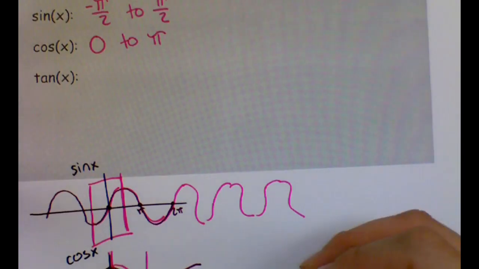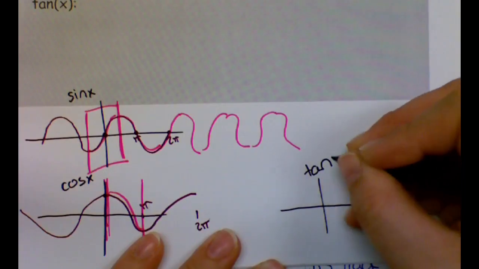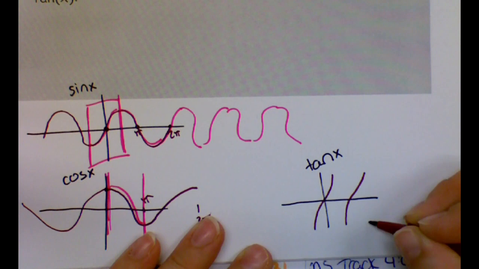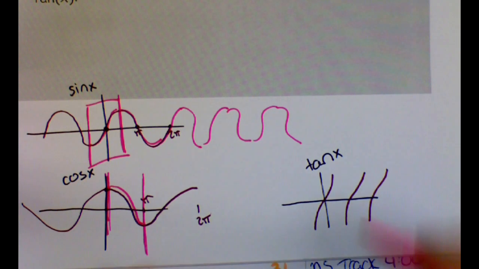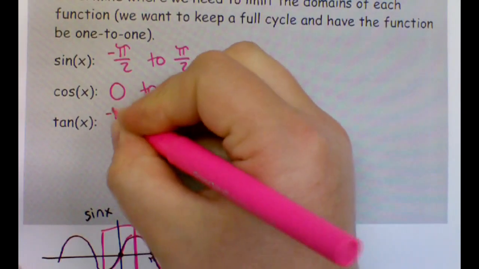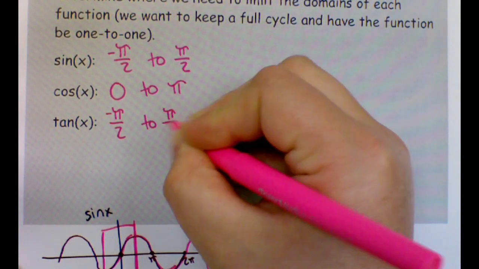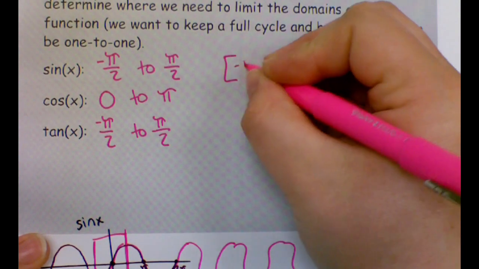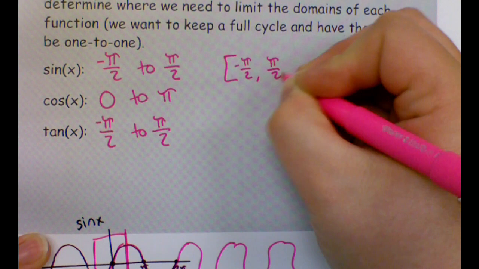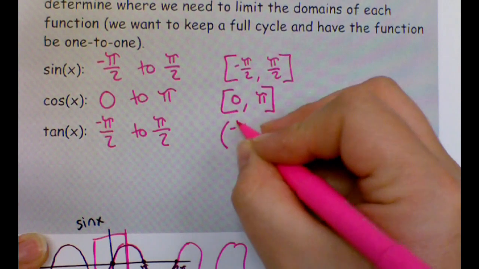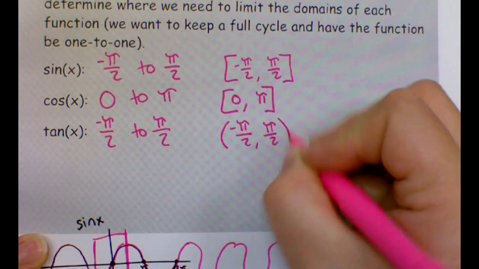And then we'll think about tangent. Tangent, remember, is the wonky one. It looks like this, right? Pretend my arrows are there. One full cycle of tangent is nice because it's bounded on either side. So like sine, we're going to go negative pi over 2 to pi over 2. But be careful on these. Sine and cosine exist at their boundaries. Tangent does not. So sine's new domain is going to be negative pi over 2 to positive pi over 2 included. Cosine will be 0 to pi included. Tangent will be negative pi over 2 to pi over 2 not included.